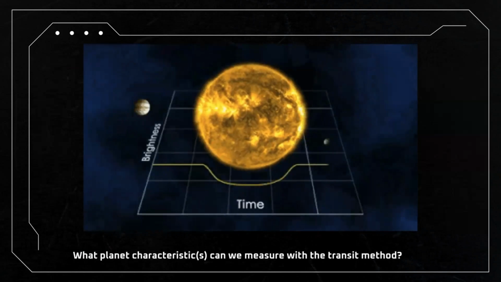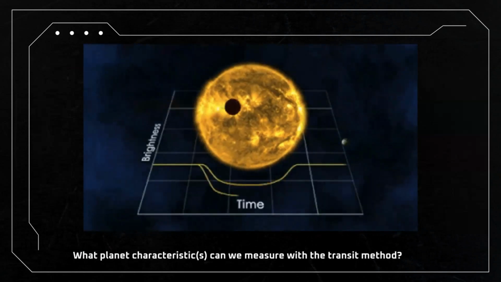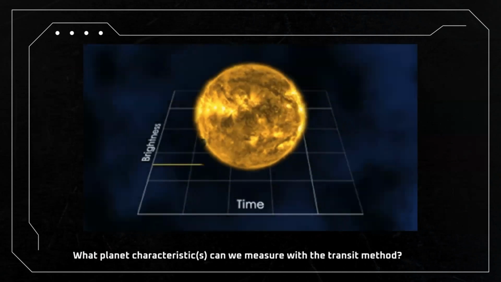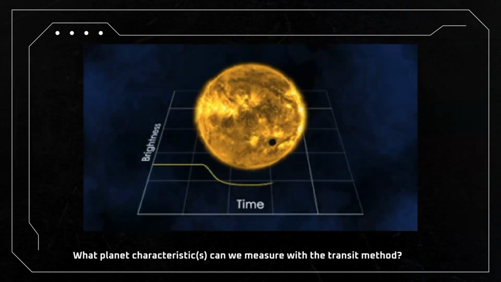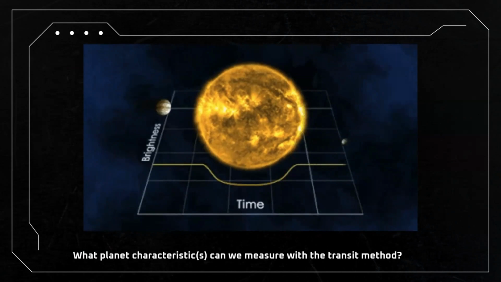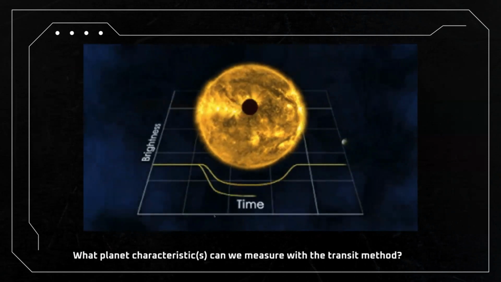So based on that and this animation here, what characteristics do you think we can measure with the transit method about the planet? Someone shout it out or say it in the chat.